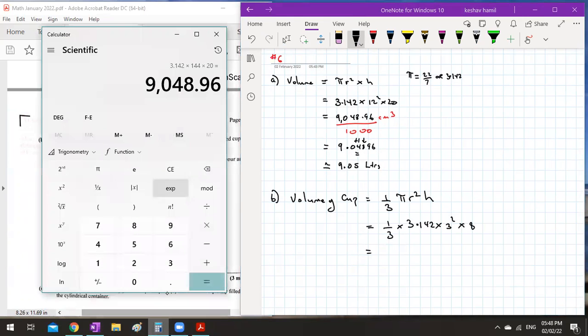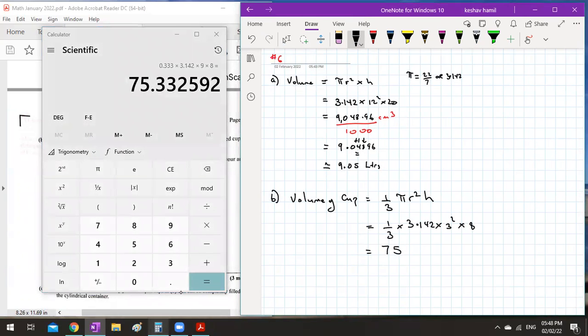Okay, do this in the calculator. So 1/3 is 0.333 recurring by 3.142 by 3 squared, which is 9, by 8, to get 75.33. Now this is centimeters cubed. Again, we want to divide by 1,000 to make it into liters, right? So the decimal place will move 3 spaces, so you get 0.075 liters.